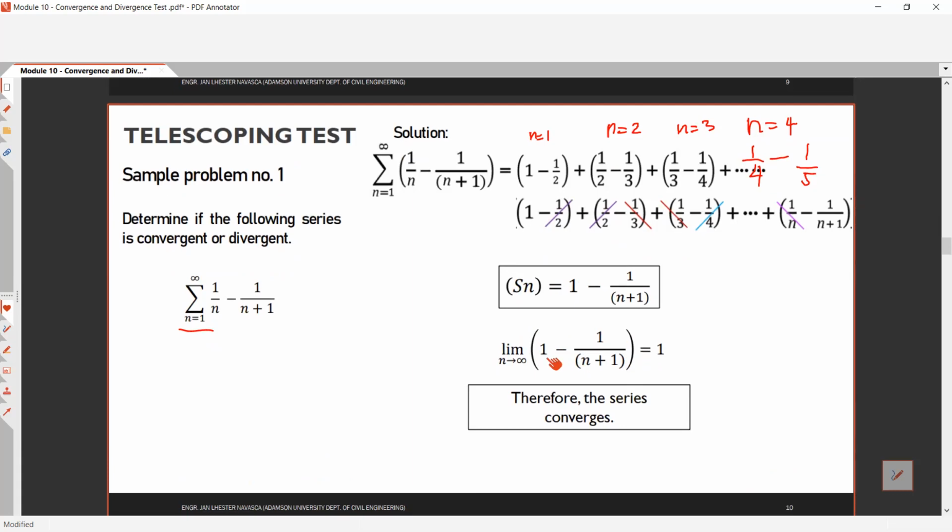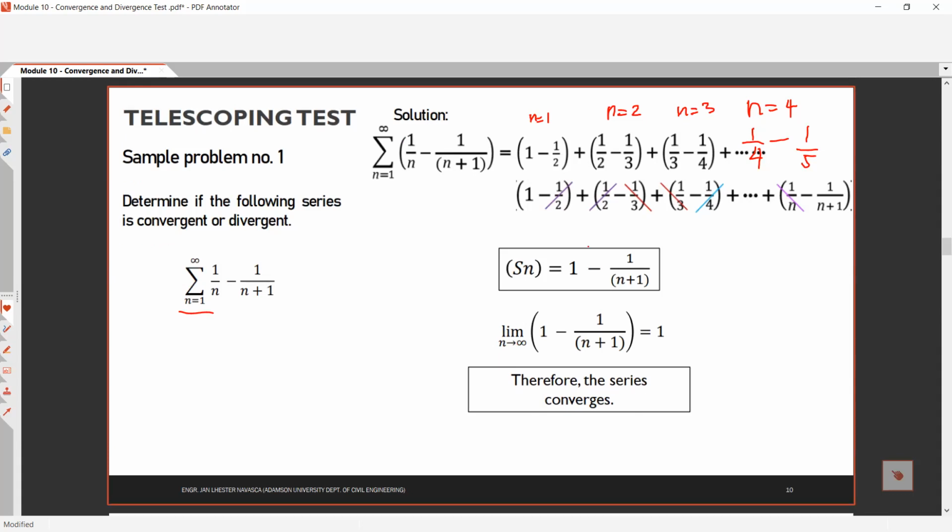Okay? So pwede na natin i-substitute right away yung value of n, kasi wala tayong masosolve na infinity over infinity. So substitute mo lang yung infinity. So 1 over infinity plus 1, that is infinity. So 1 over a very large number is approaching 0. So therefore, this will be 0, and what you have left is positive 1.